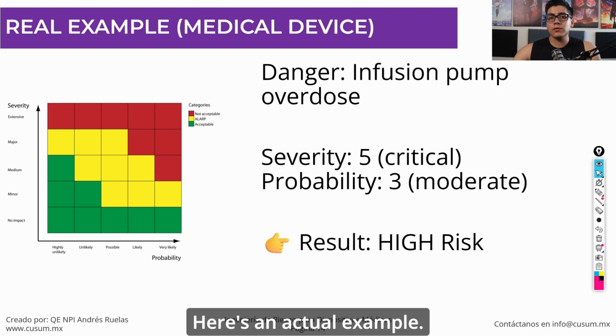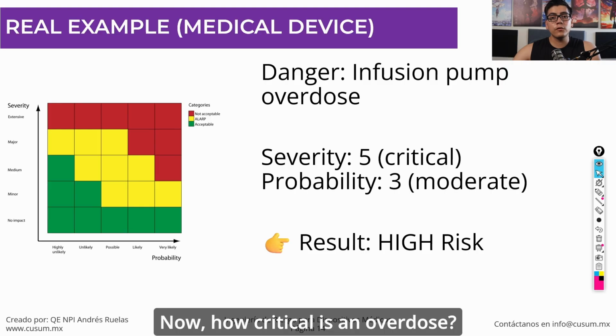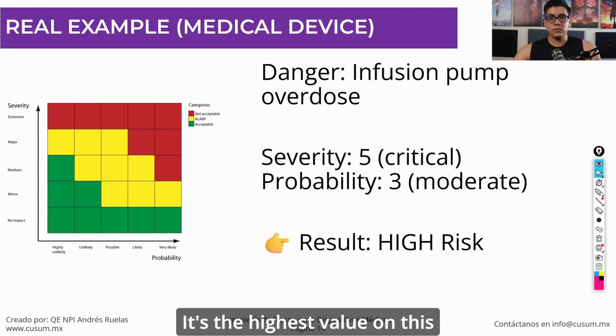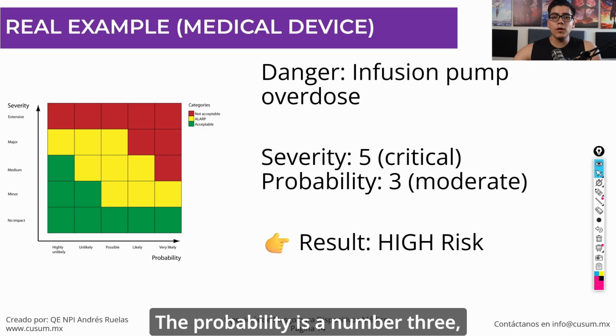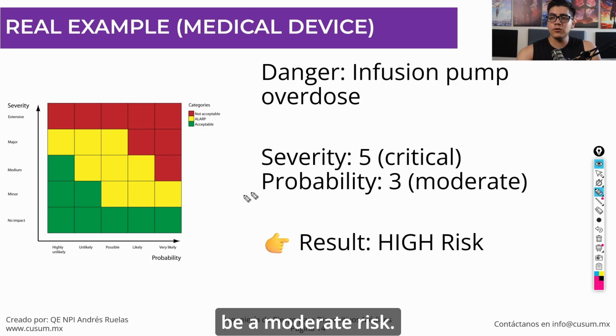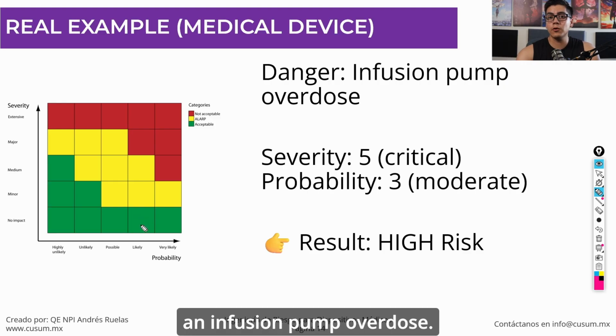Here's an actual example. Let's say we have an infusion pump overdose. Now, how critical is an overdose? Well, it's at level 5. It's the highest value on this risk matrix, so it's critical. The probability is a number 3, which is considered to be a moderate risk. So it is possible to have an infusion pump overdose.